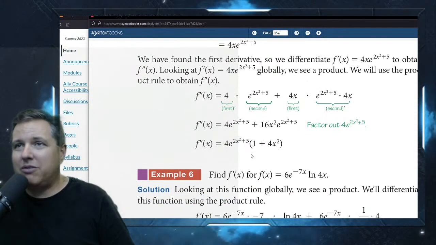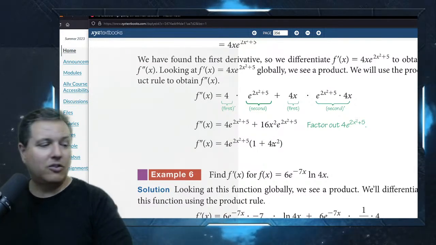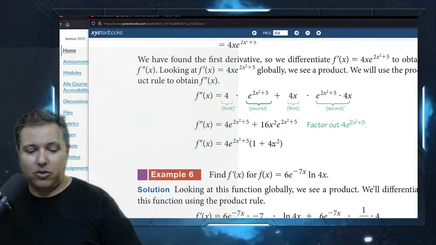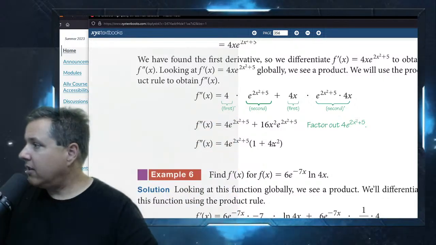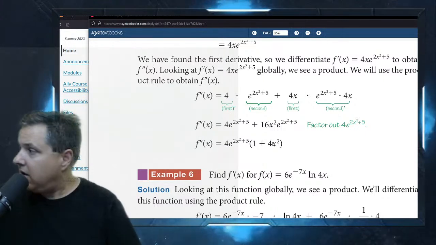I wouldn't really want to sit around and take the derivative of the third derivative, the next derivative, but it wouldn't be the end of the world. It's doable.